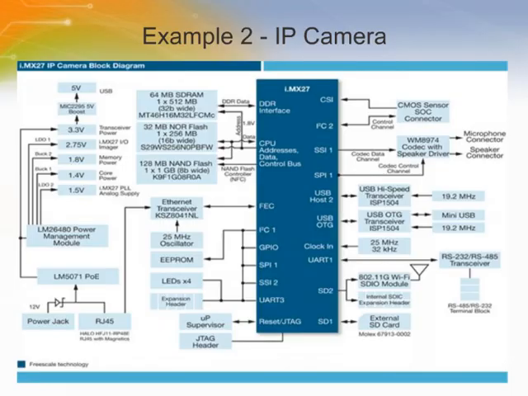This slide shows a block diagram of an IP camera where the i.MX27 has been used interfaced to a CMOS sensor SoC, codec with speaker driver, USB high-speed transceiver, STIO module, and an external SD card.